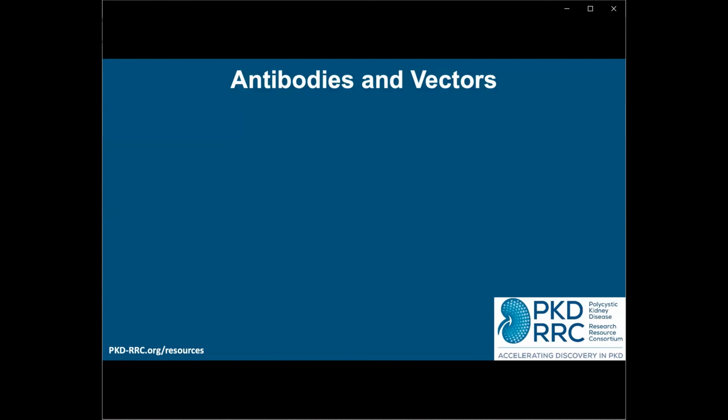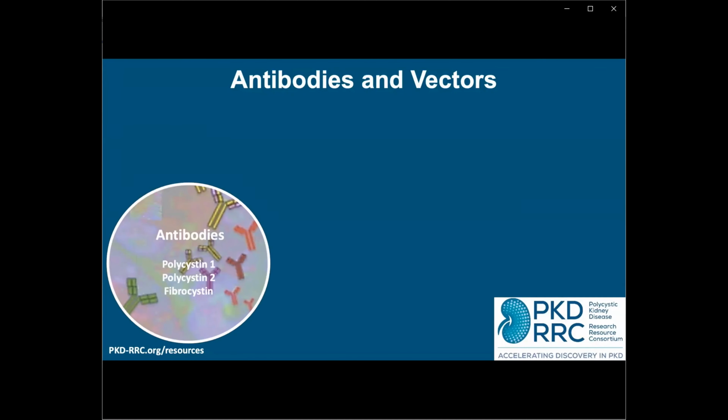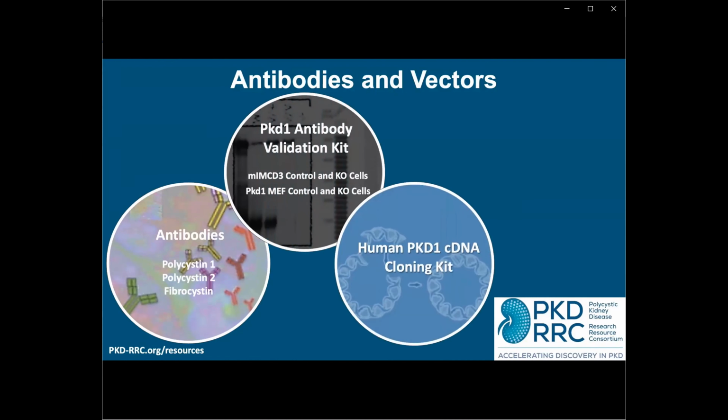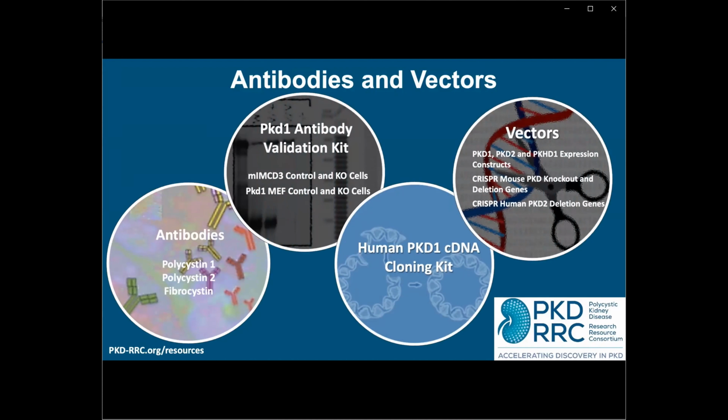Our antibody and vector core provides the following reagents. We provide various antibodies to polycystin 1, polycystin 2, or fibrocystin. We provide a PKD1 antibody validation kit for using our PKD1 antibodies. We also provide a human PKD1 cDNA cloning kit for introducing mutations. Lastly, we provide various PKD vectors, including expression constructs and CRISPR-Cas9 plasmids.